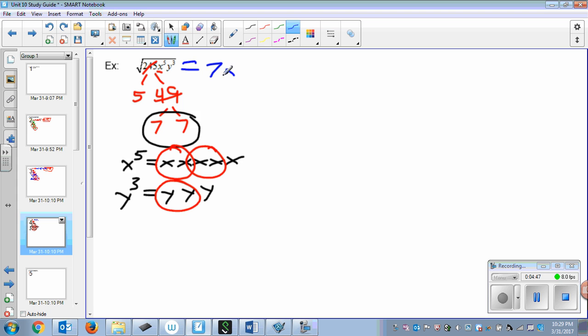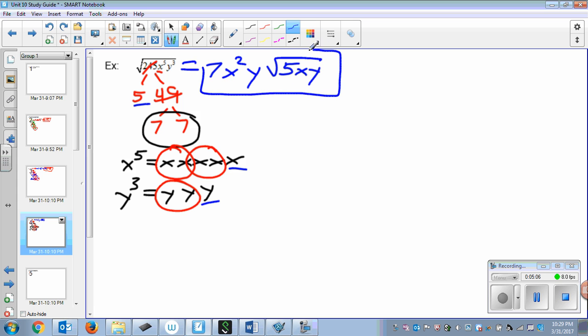I have 2 groups of x's, so that comes out as x squared, 1 group of y's, and on the inside I have a 5, an x, and a y. Those are my leftover. That's from here, here, and here. And that is my simplified version.